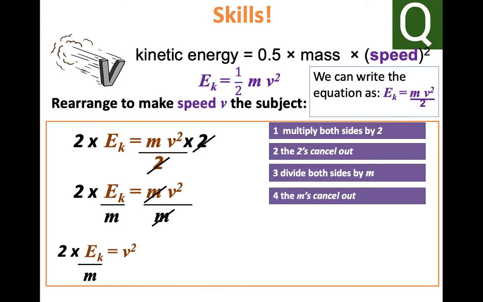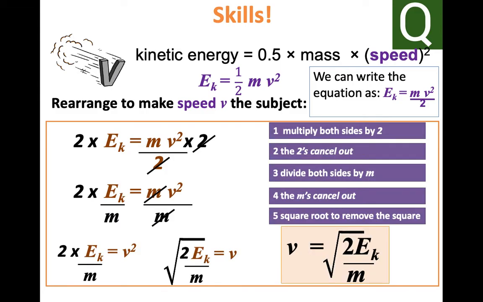In order to make speed the subject of the equation, slightly more complicated, but again, when we divide one side, we have to square root the other side. So to make speed the subject of the equation, we need to make speed velocity. Velocity originally is velocity squared, so we are going to square root everything on the right hand side, and we will have velocity equals 2 times kinetic energy divided by the mass, and then square root your answer.